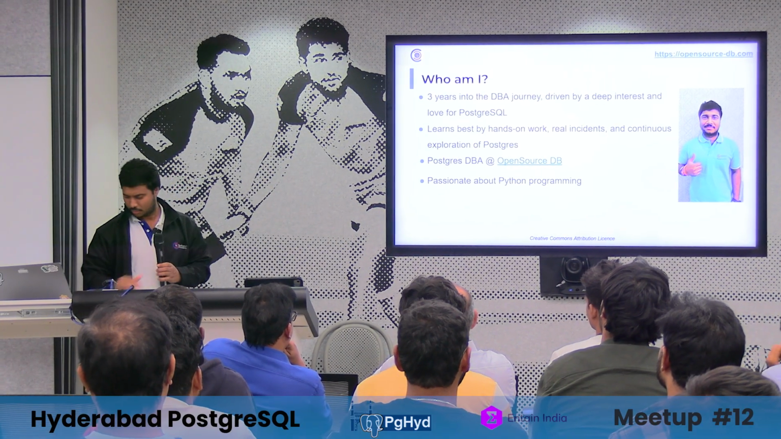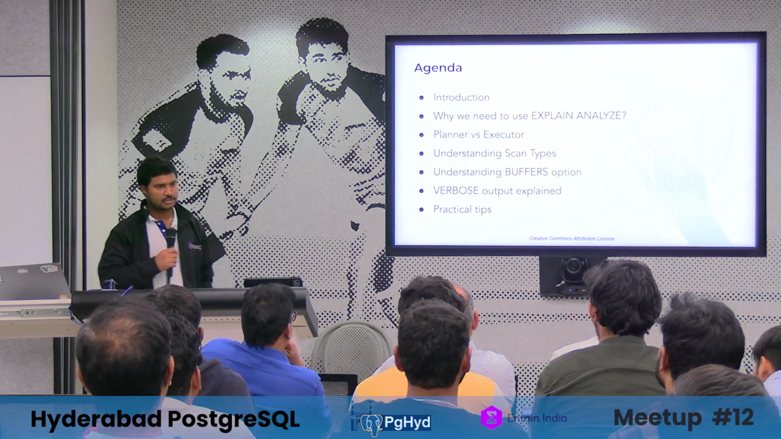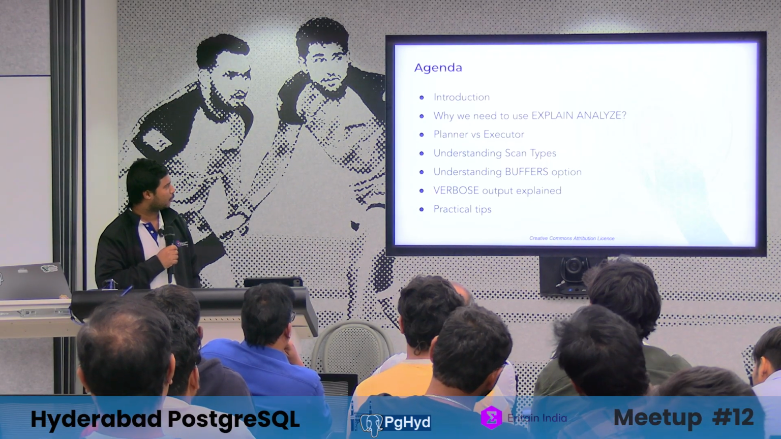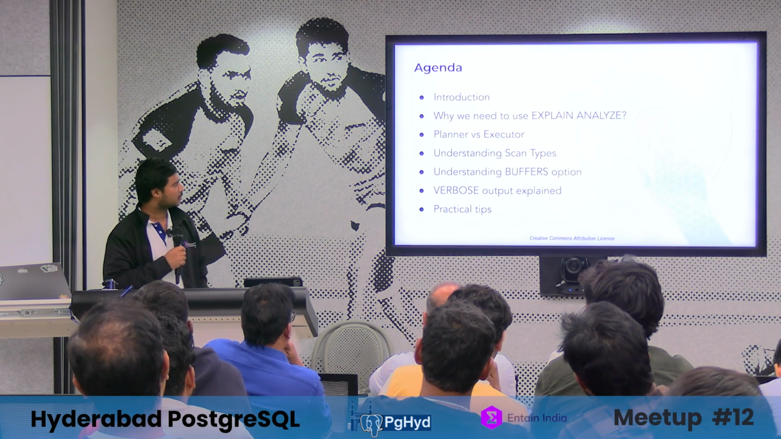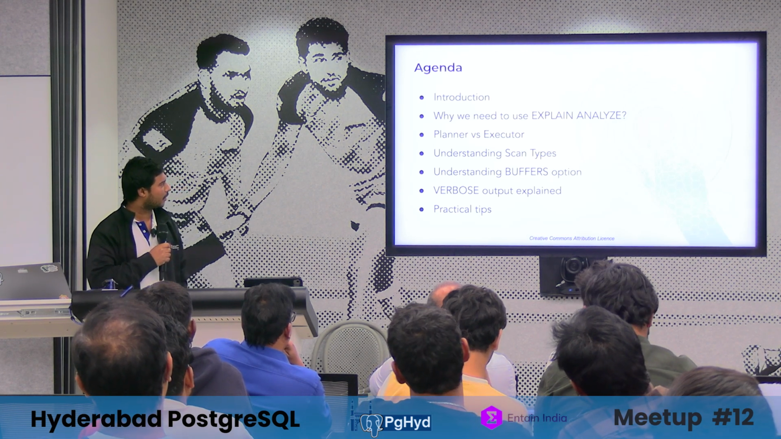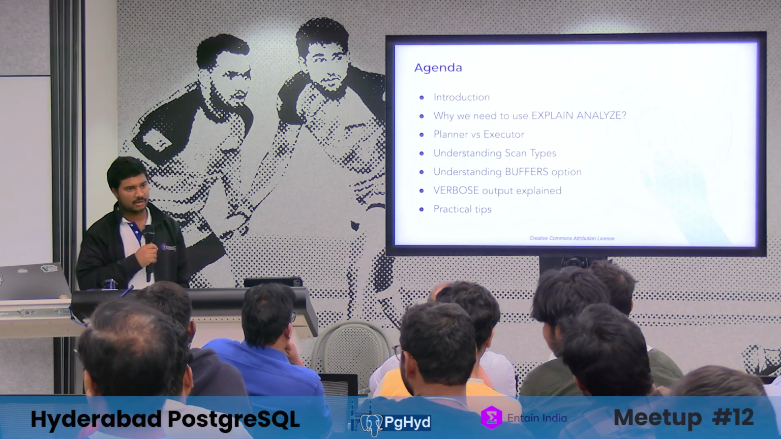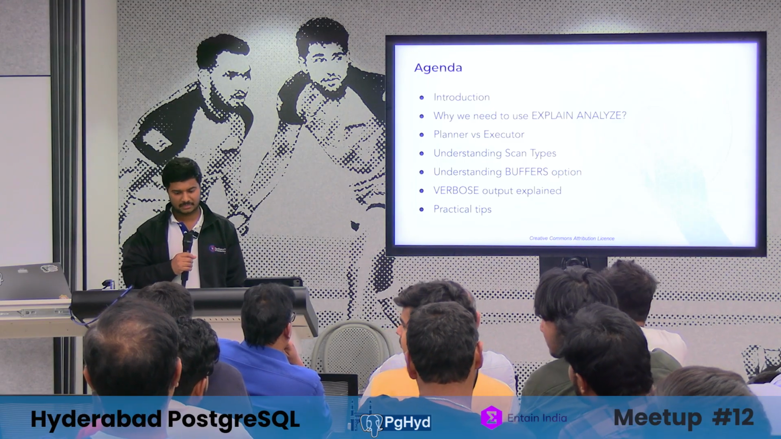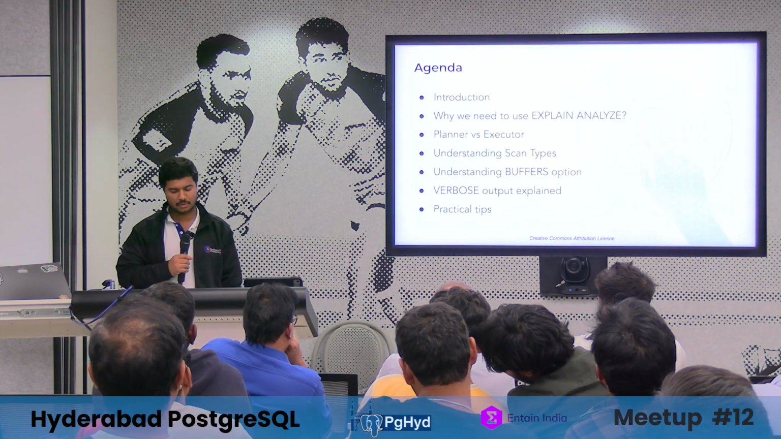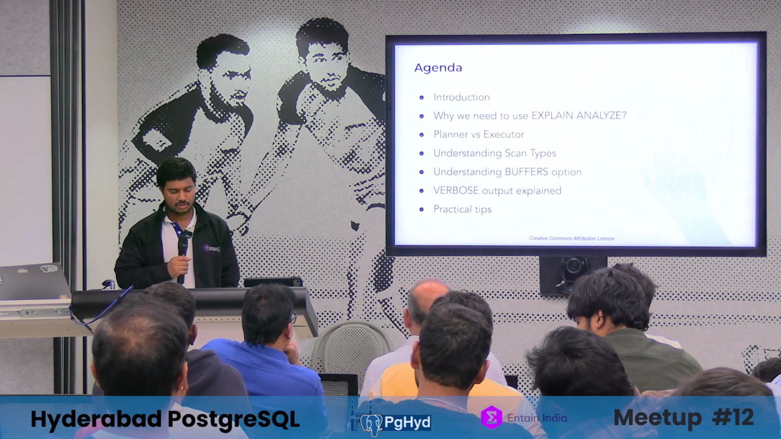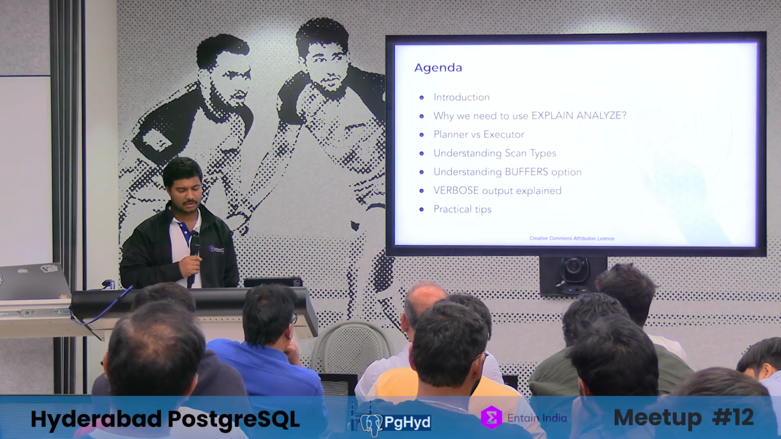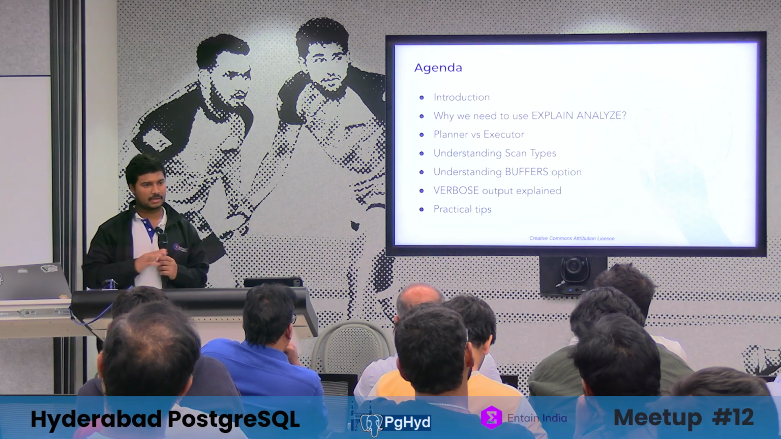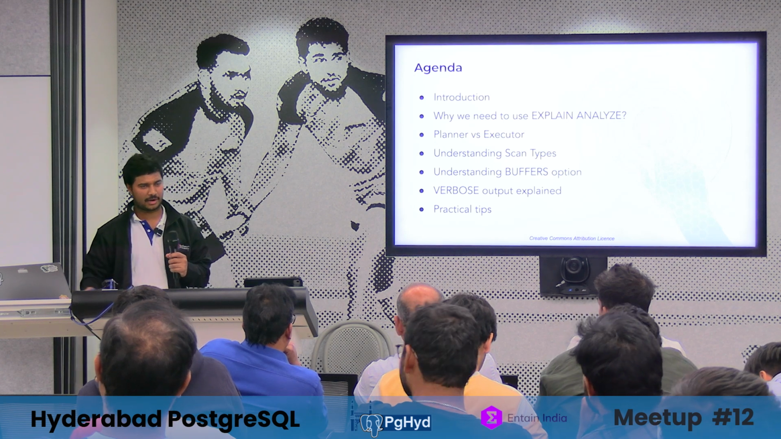Yeah, let's go to the agenda. Introduction to explain plan, why we need to use explain analyze, and how Postgres executes the query using the planner and executor. Understanding the scan types in Postgres, understanding the buffers option and using it with explain analyze, and adding some more information on the web browse output of explain. Some practical tips based on my experience are also added.